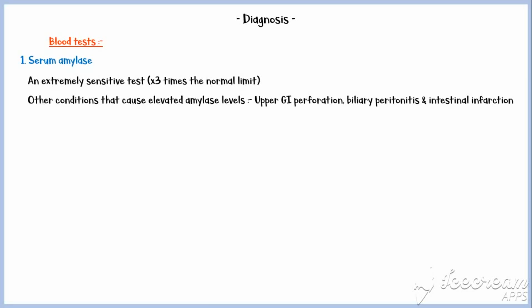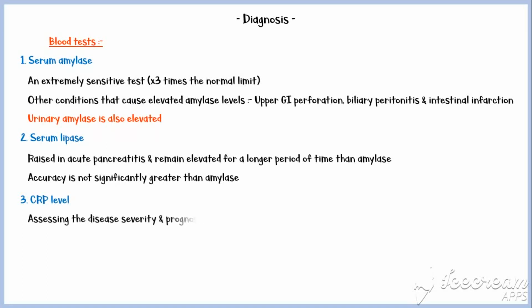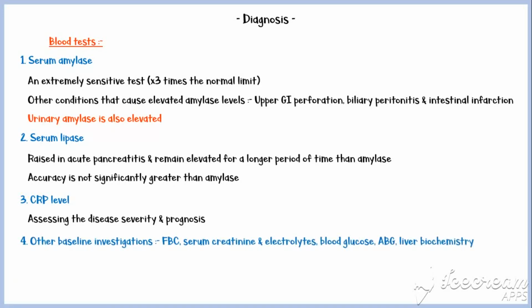In addition to serum amylase, urinary amylase is also elevated in acute pancreatitis. Serum lipase is also raised in acute pancreatitis and remains elevated for a longer period of time than amylase. However, the accuracy of serum lipase is not significantly greater than amylase. CRP level is important in assessing the disease severity and prognosis. Other baseline investigations include a full blood count, serum creatinine and electrolytes, blood glucose, arterial blood gas analysis, and liver biochemistry.